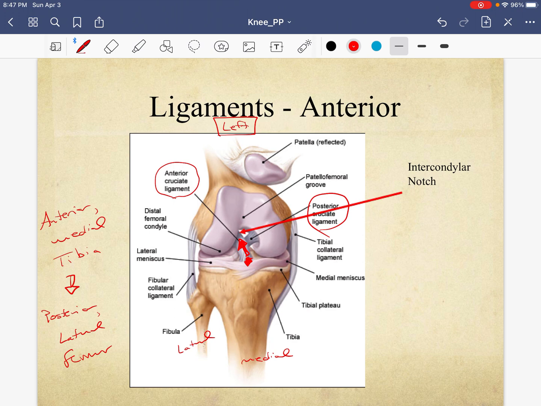So make sure you know that direction. Anterior medial tibia, posterior lateral femur. If you were to memorize one, knowing that it forms an X and it goes in a diagonal, you would probably already know the other.